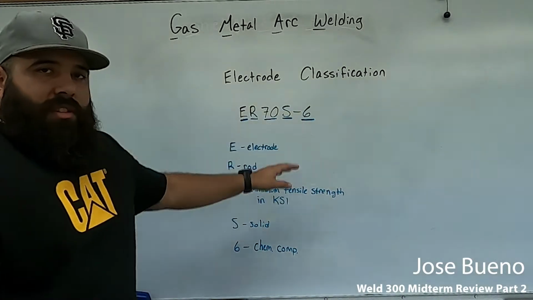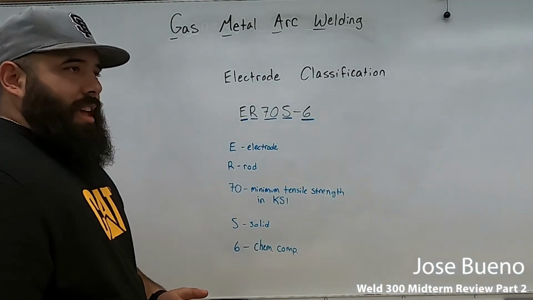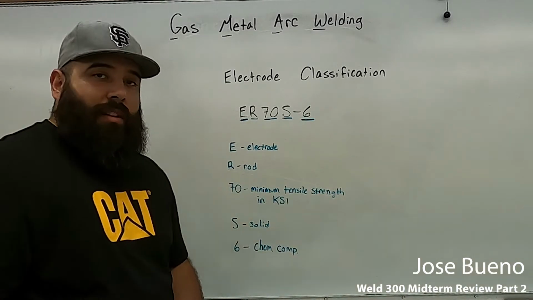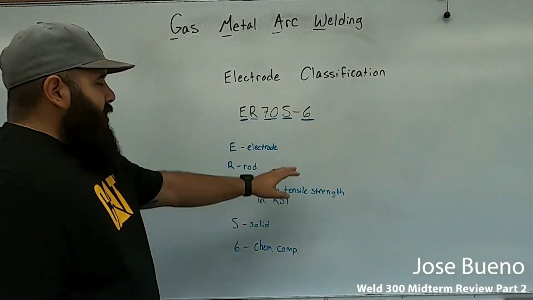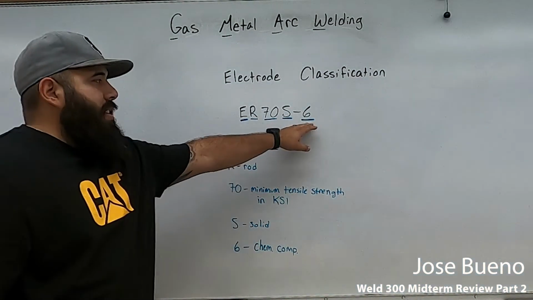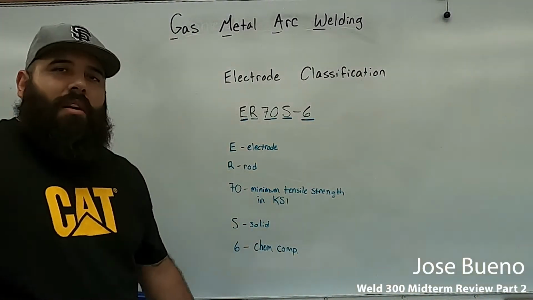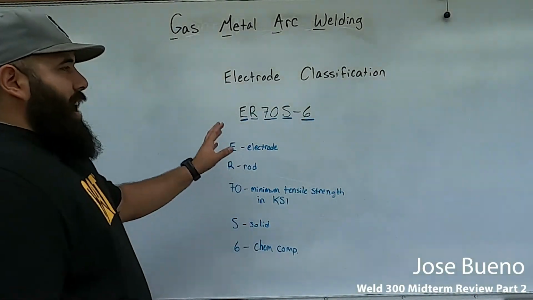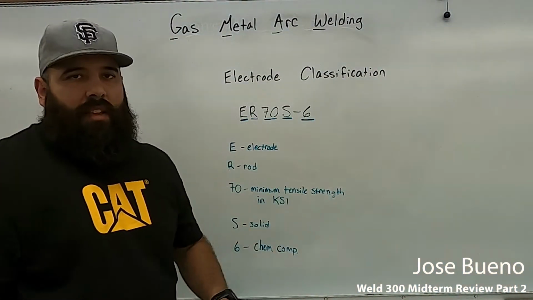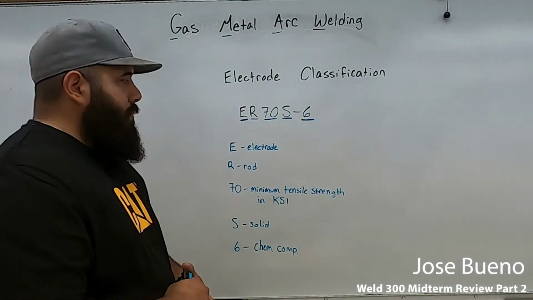The first two digits are the minimum tensile strength. So again, if you weld correctly, then it'll take at minimum 70 KSI to break this weld. Now the letter S tells us that it's a solid wire electrode, and the -6 tells us basically the chemical composition of the electrode. So again, I have this handout in the modules, so you can just find -6, go down the list, and you'll be able to view what the chemical composition is.